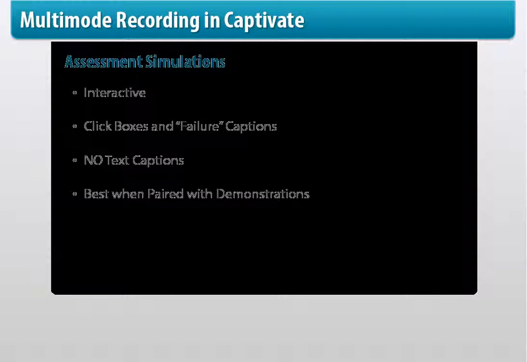they're performing an action. Assessment simulations work best when teamed with a demonstration, so you basically would need 2 Captivate projects for every lesson, one to explain and demonstrate key concepts, and one to assess the learner's comprehension. This is what I will show later on in this tutorial.